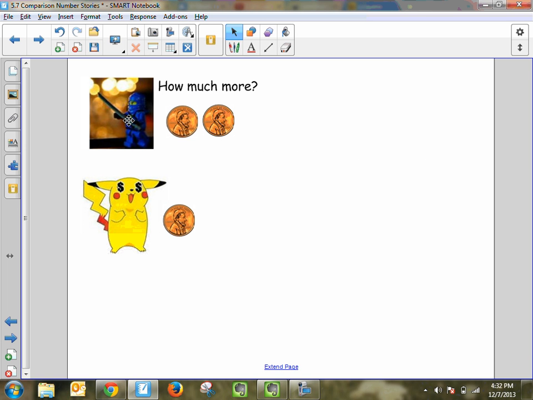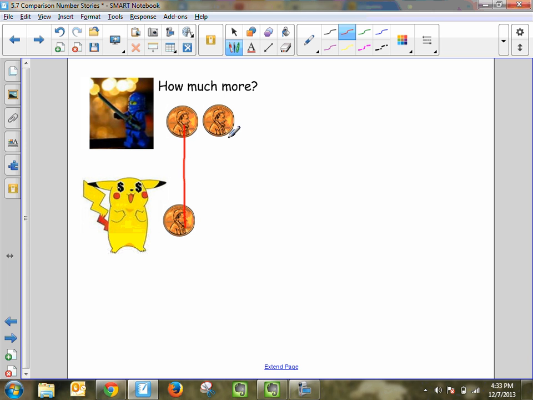Ninjago actually have? Now, the easiest way to do this with pennies is to match up the ones that are the same. So what I mean by that is if I look at Ninjago, I'm going to connect the one that Ninjago has to one down below.